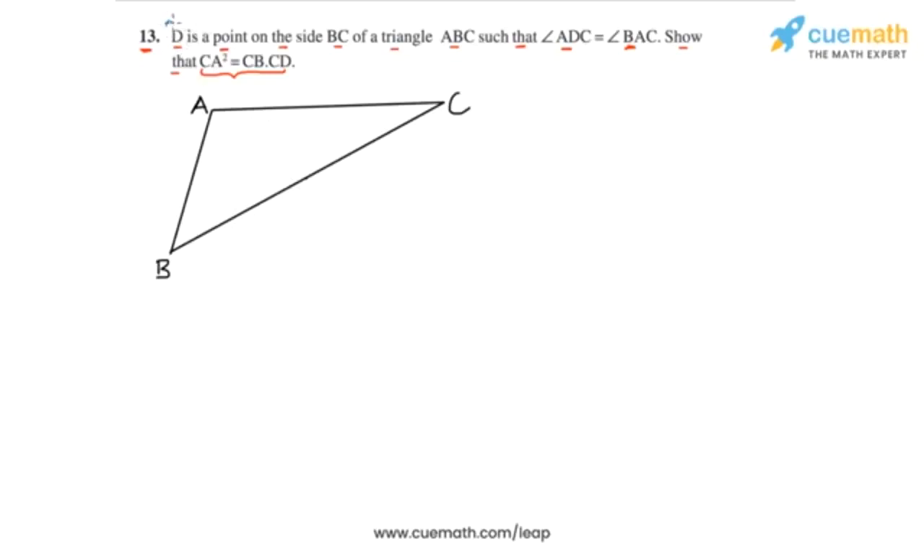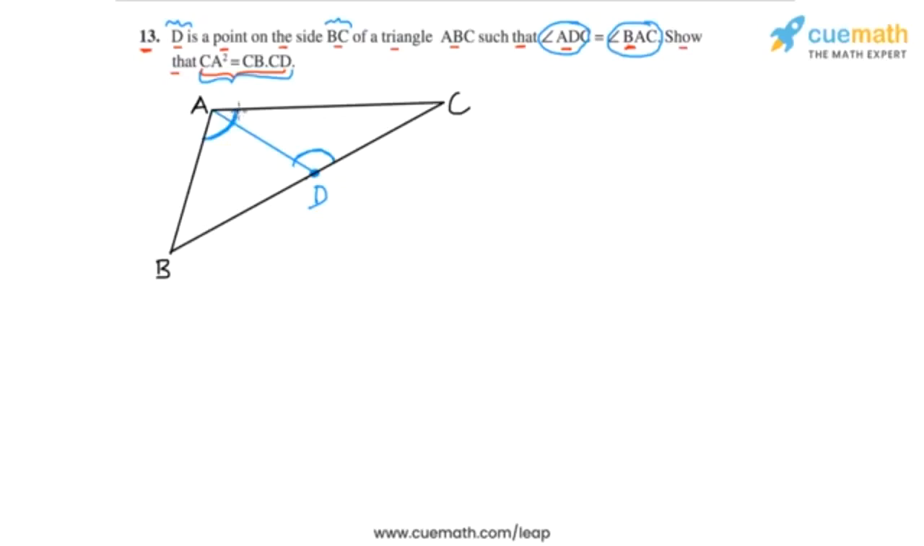Now we are told that D is a point on side BC such that angle ADC is equal to angle BAC. So angle BAC is this angle here, this obtuse angle. So I'm going to take a point D on BC such that angle ADC is also obtuse. So I'm going to take D somewhere here, and now let's join points A and D. So this angle ADC is equal to angle BAC. This is what's given to us, and we have to prove that CA square is CB into CD.